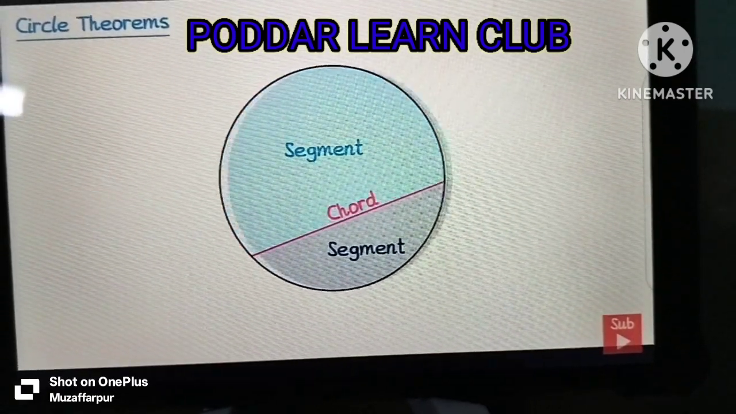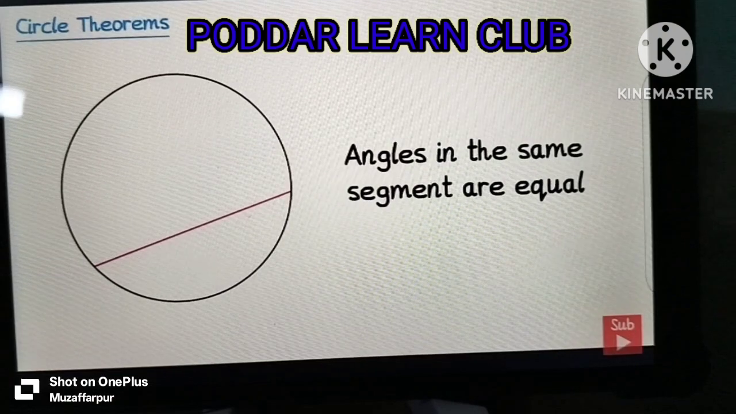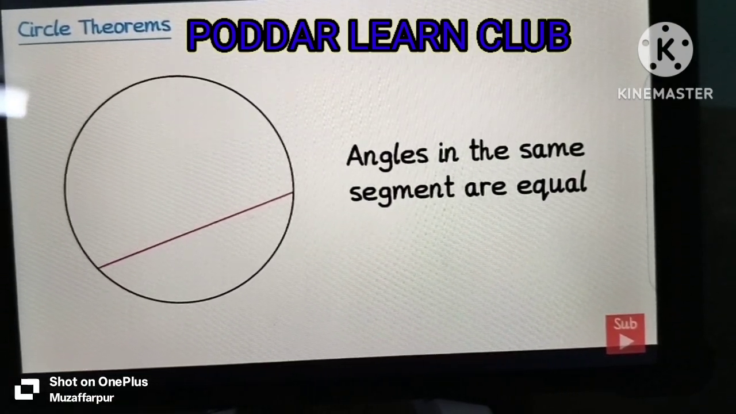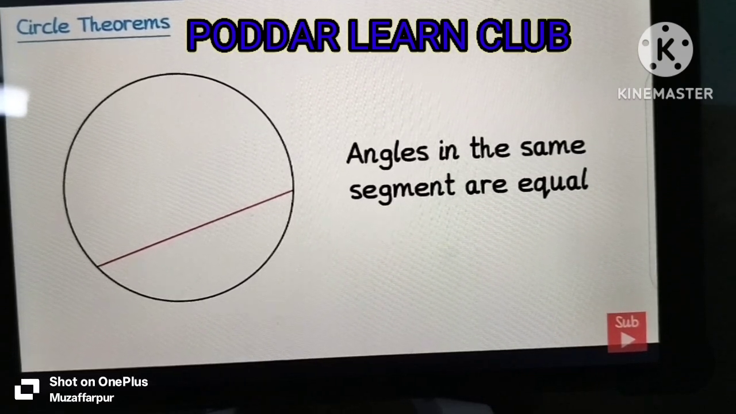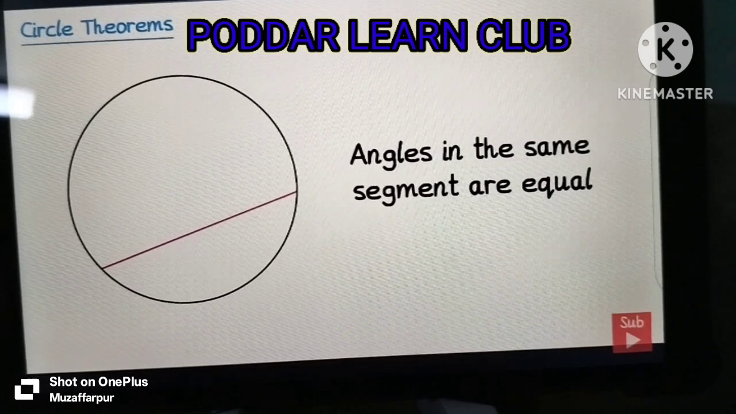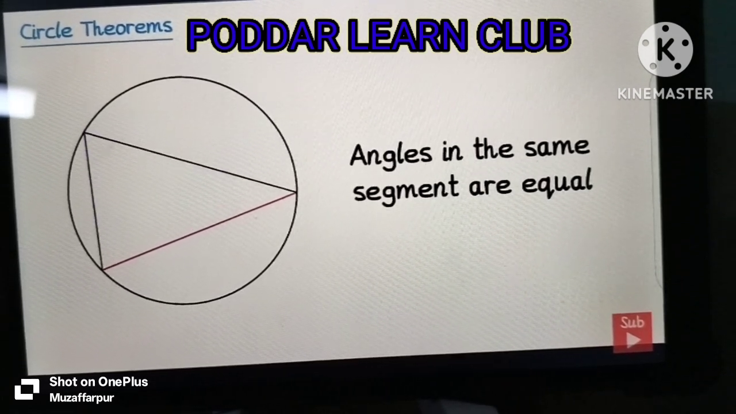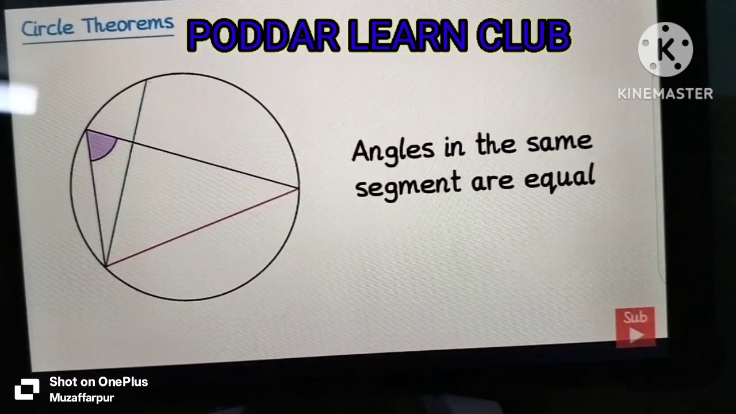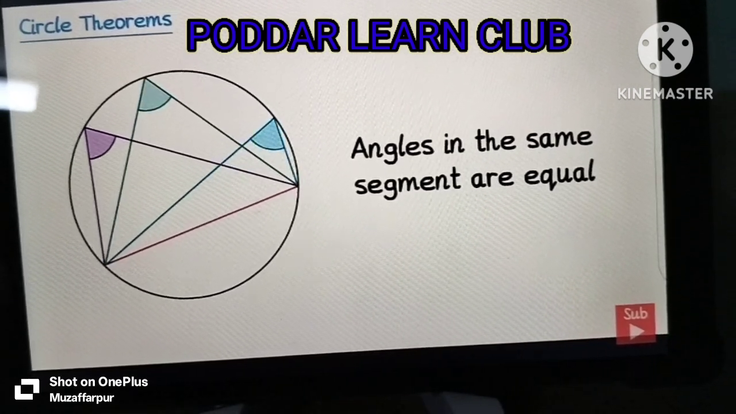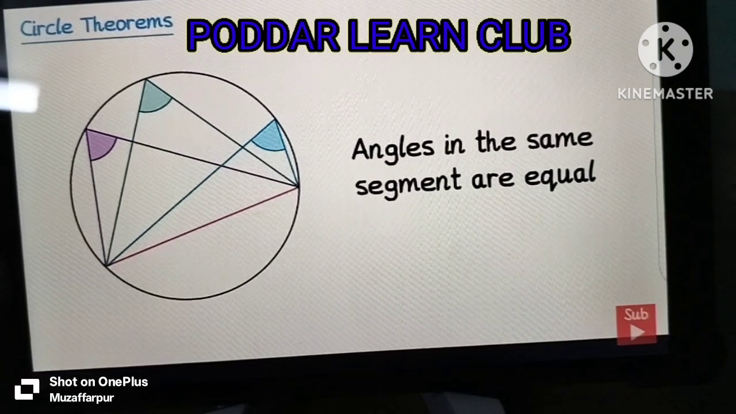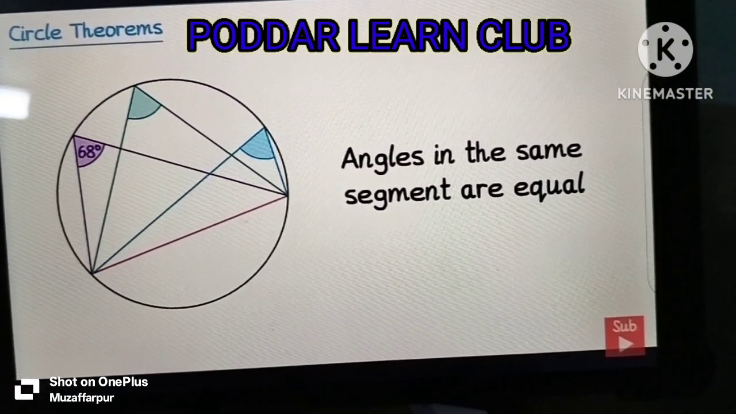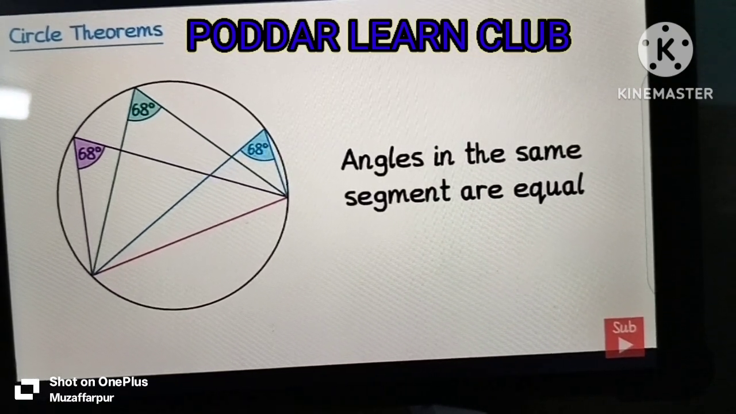In the major segment, angles in the same segment are equal. Suppose we consider the major segment, and in it we draw angles with the help of chords. One angle is drawn, a second angle is drawn, a third angle is drawn. All these angles are in the same segment, so these angles must be equal. So angles in the same segment are equal.